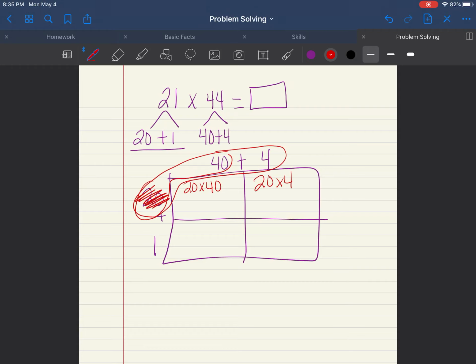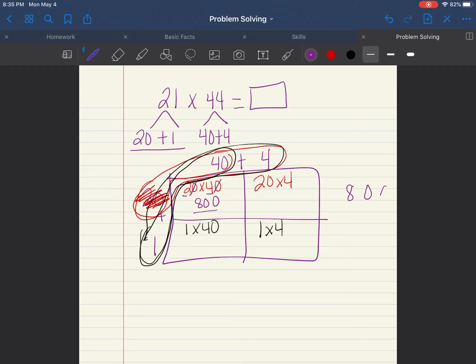That will be 20 times 40. I'm going to share again. So that will be 20 times 4. Erase. And now we're going to be sharing with the 1. So 1 times 40. And we share one more time. 1 times 4. So now let's work out the problem.